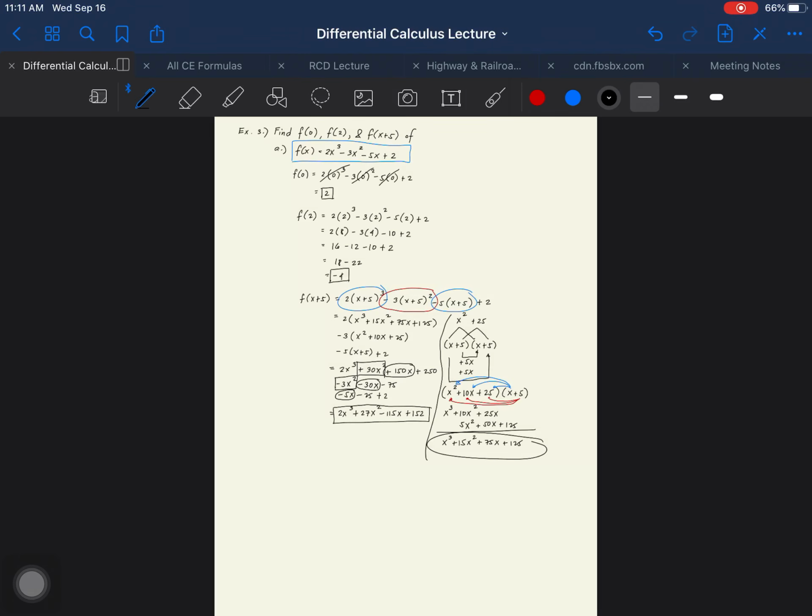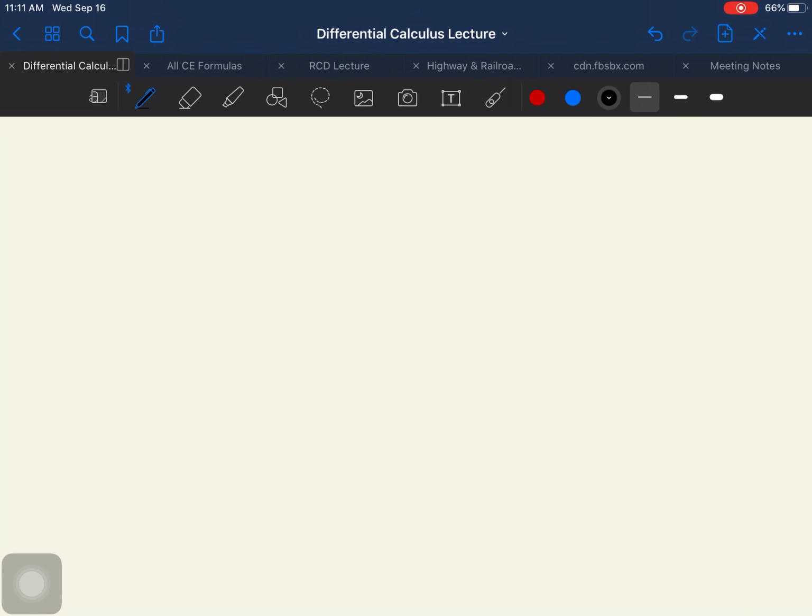So if you have questions about this, you can ask me later on. Right, so let's solve for letter B. So remember, we are looking for, says there, find f of 0, f of 2, and f of x plus 5 of the letter B.